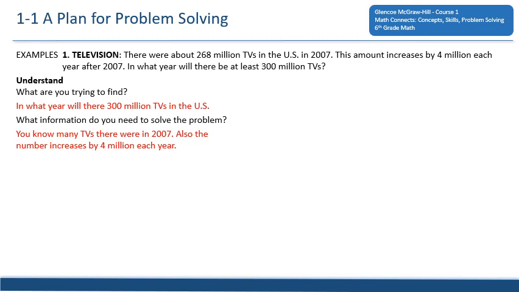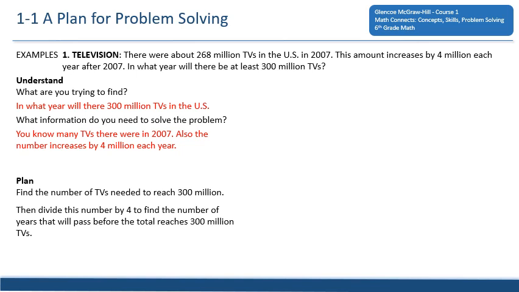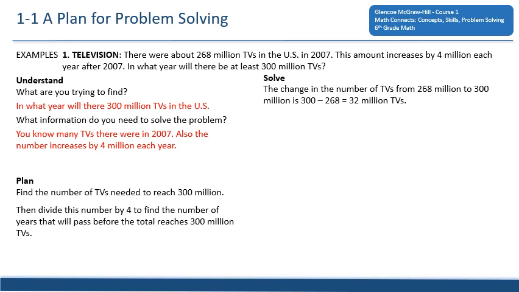You know how many TVs there were in 2007, and also know the number increases by 4 million each year. Now we need to make a plan. Find the number of TVs needed to reach 300 million. Then divide this number by 4 to find the number of years that will pass before the total reaches 300 million TVs.